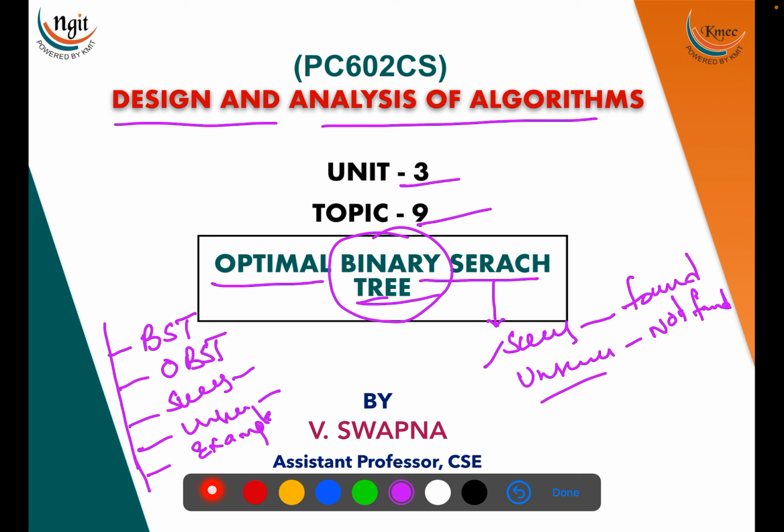Then we will calculate the cost of the binary search tree. Then we'll look at how dynamic programming can be applied on optimal binary search tree. We'll solve a problem by taking some example from a previous question paper.